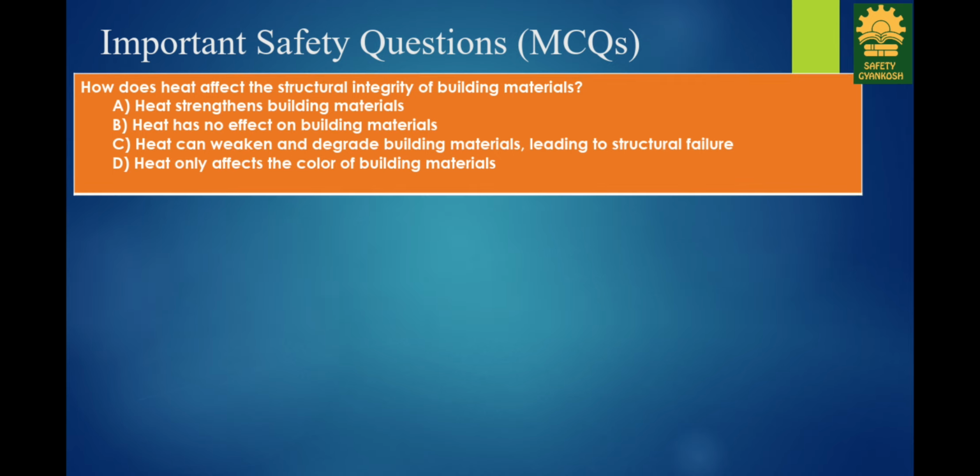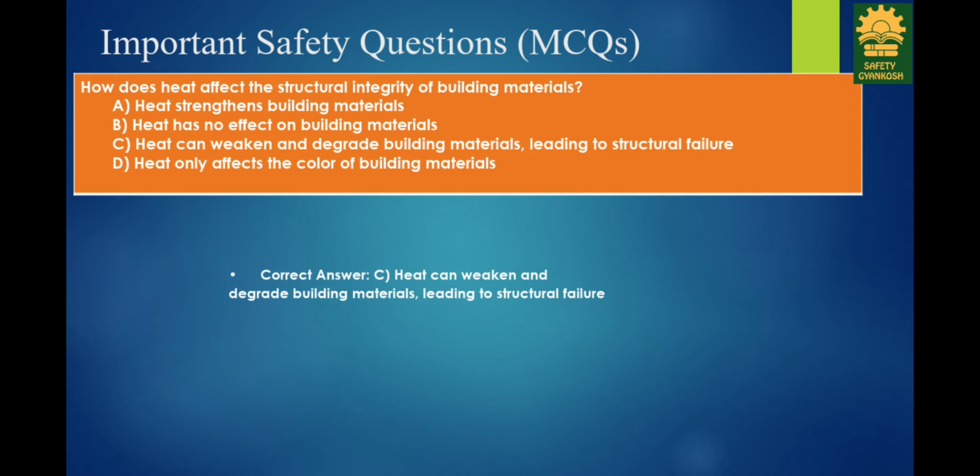How does heat affect the structural integrity of building materials? A. Heat strengthens building material. B. Heat has no effect on building materials. C. Heat can weaken and degrade building materials leading to structural failure. D. Heat only affects the color of building materials. See, heat definitely affects the structural integrity. Every substance used in the building, be it brick, wood, or concrete, has a range to sustain the heat. So if we talk about the correct answer, it is C.